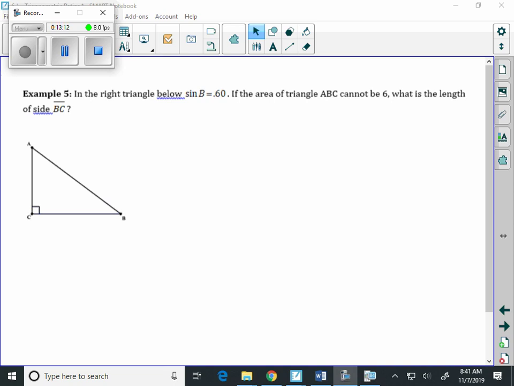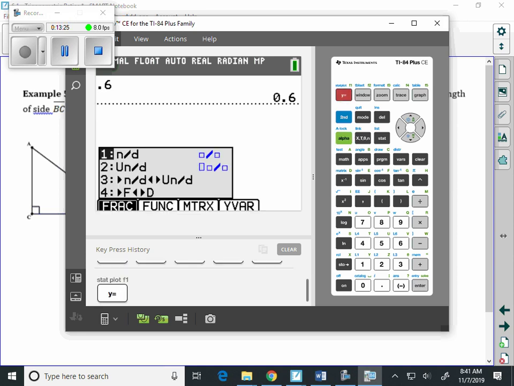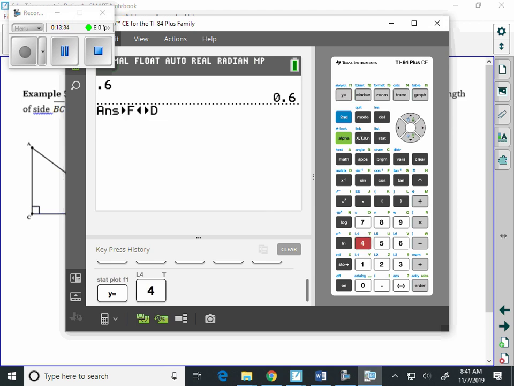So if we go to our calculator, we don't use this button very often, but I think it's 0.6, and you might have to press enter, and then it's alpha y equals, but the button here then is, it might be the 4, fraction to decimal. Let's see if that works. And it does. It gives us 3/5. Desmos as well could convert that.